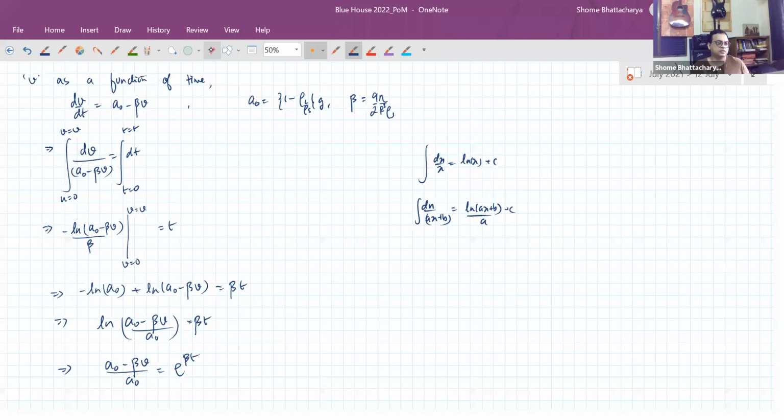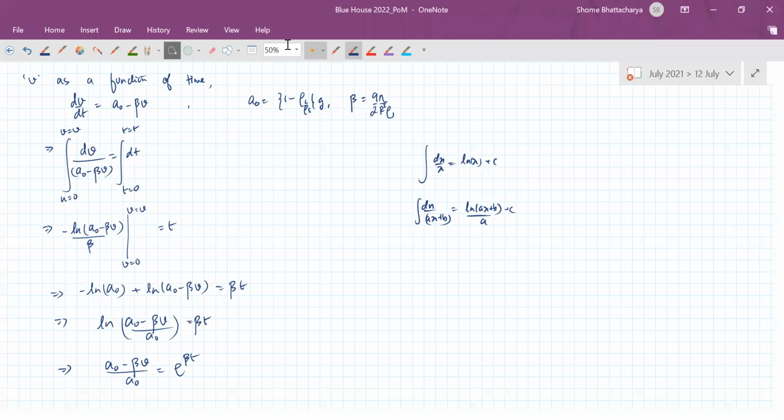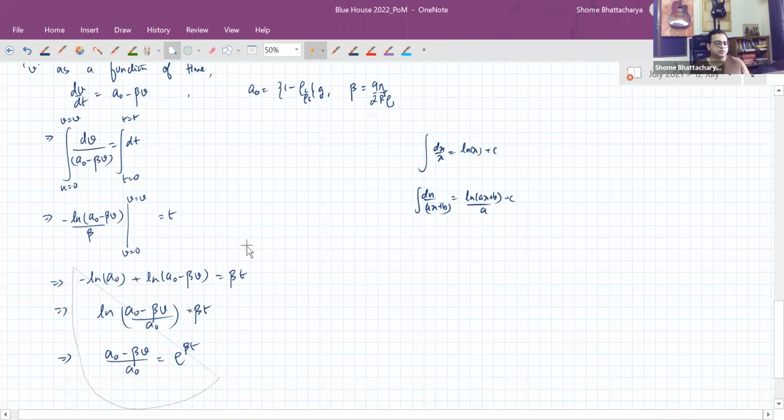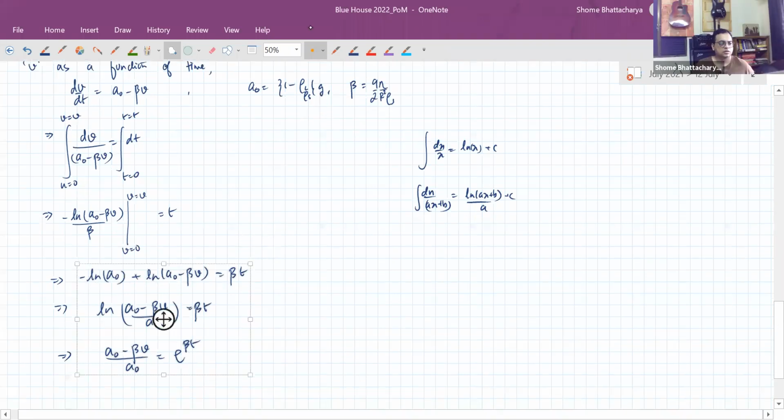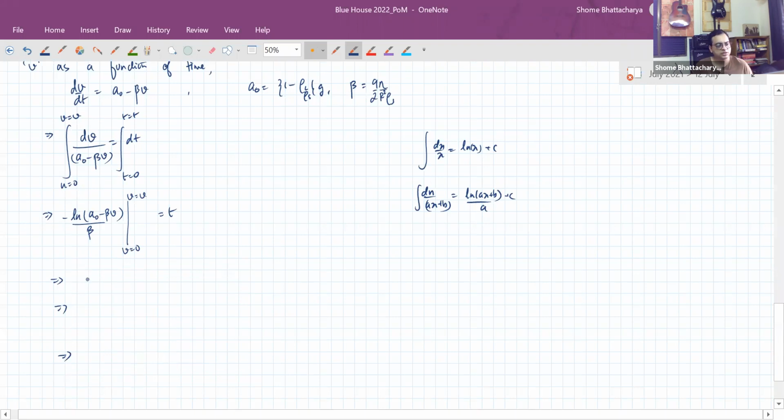Oh, sorry, I've taken the... Oh, okay. I think this plus minus will get interchanged. So just a minute. The upper limit is v, so the upper limit is minus of ln a naught minus beta v, and the lower limit is minus plus ln a naught.